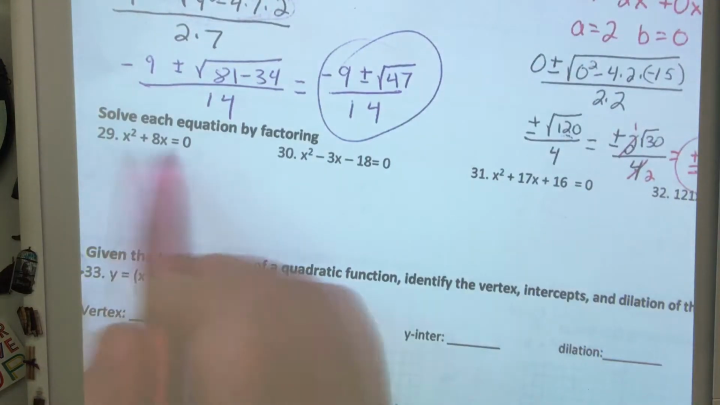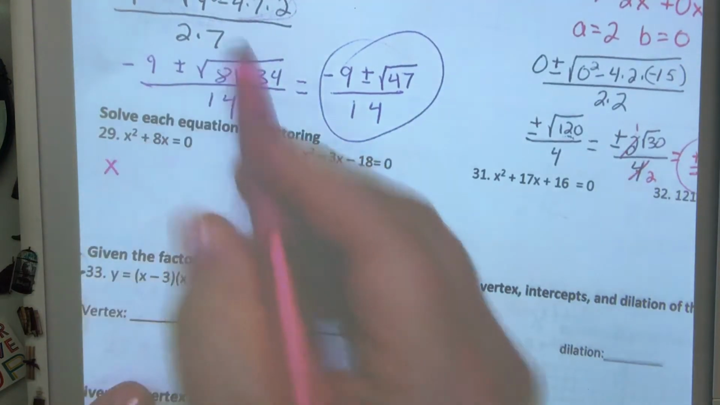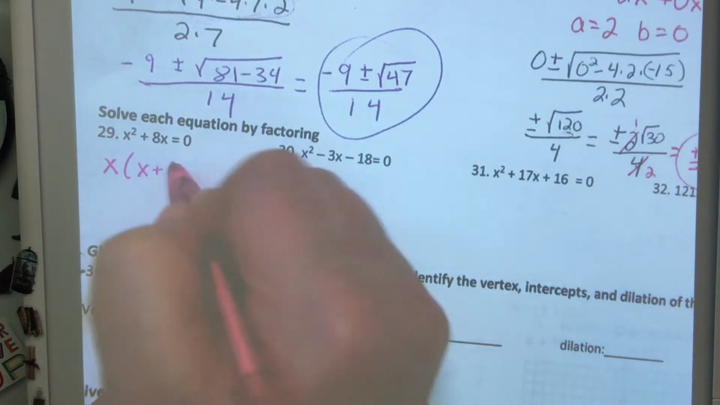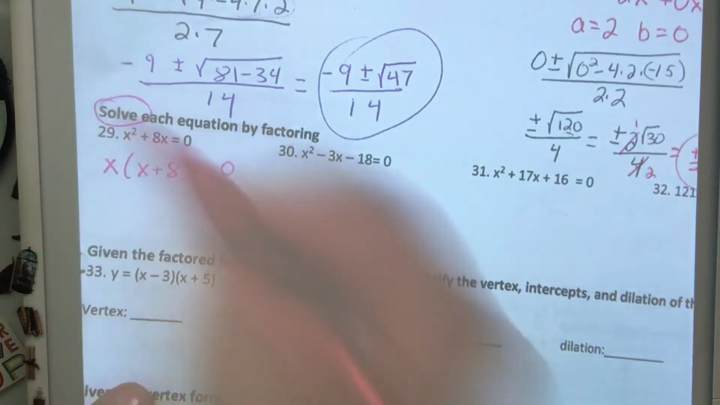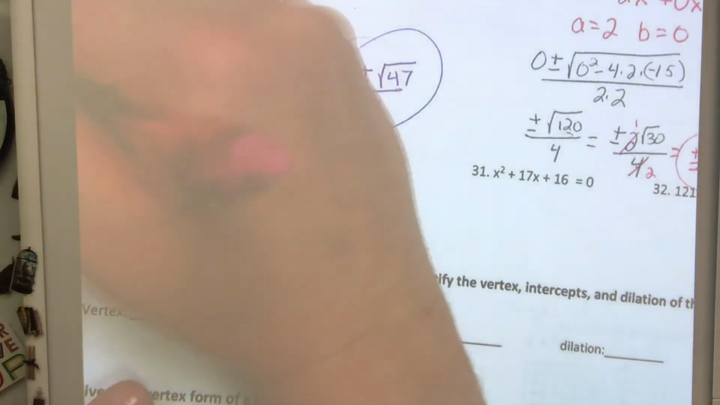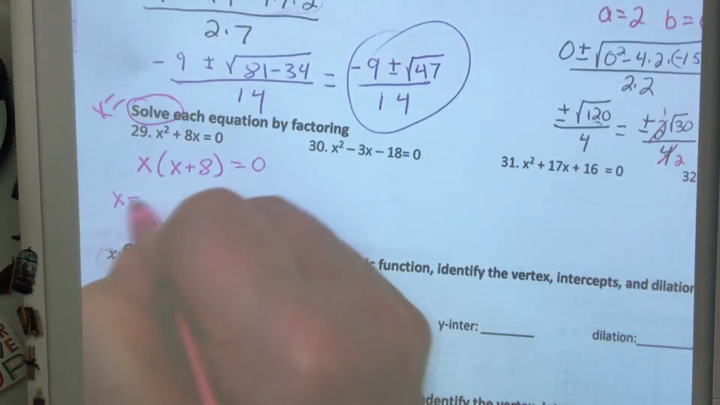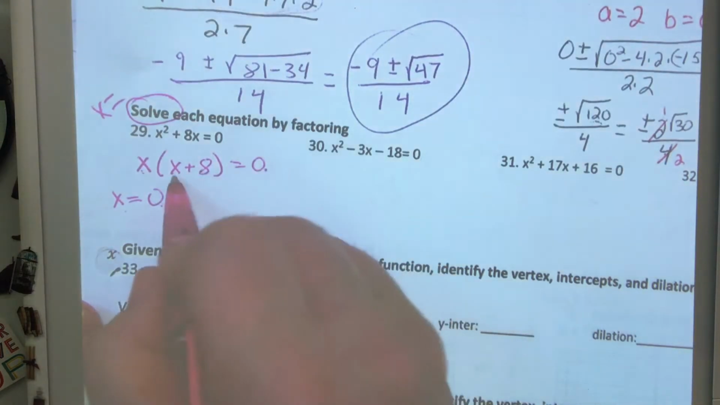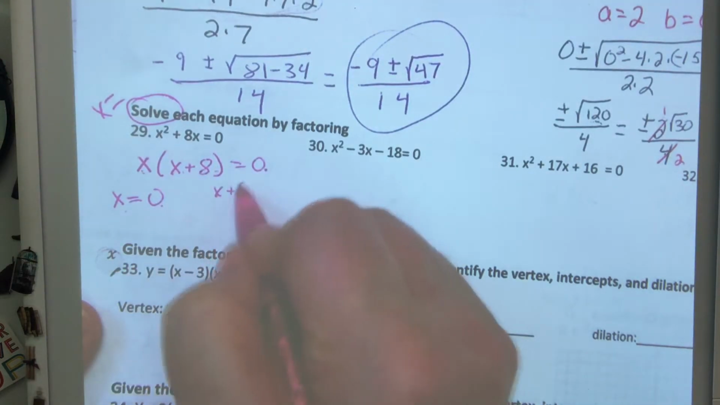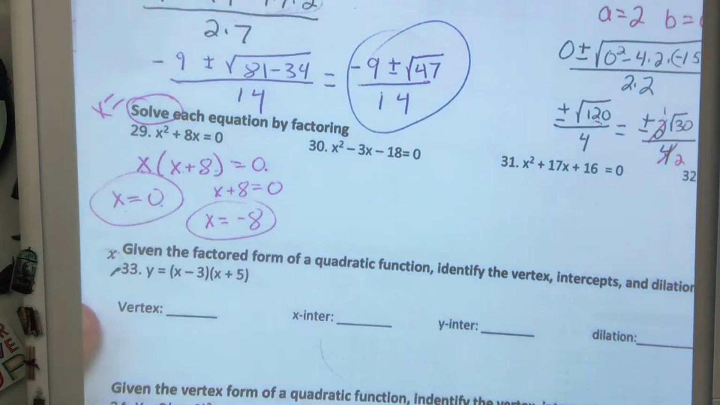Here, greatest common factor. I could pull out an x. That would be x times x plus 8 equals 0. Remember, we're solving, so we need to figure out what x equals. So x equals 0. I'm setting this x equal to 0. Nothing else needs done. This x plus 8, I'm setting it equal to 0. I solve for x, that would give me x equals negative 8. So here are my 2 answers.